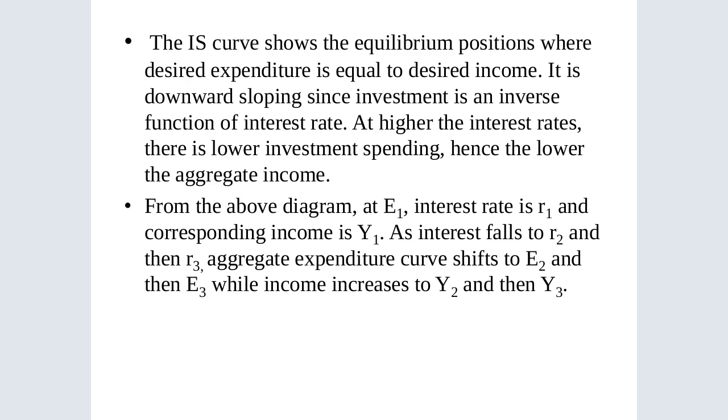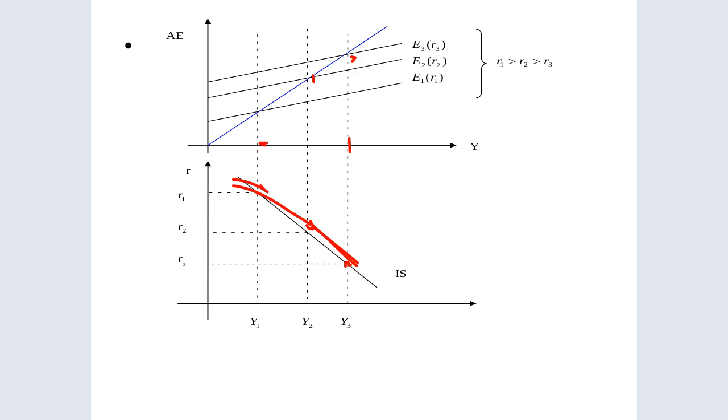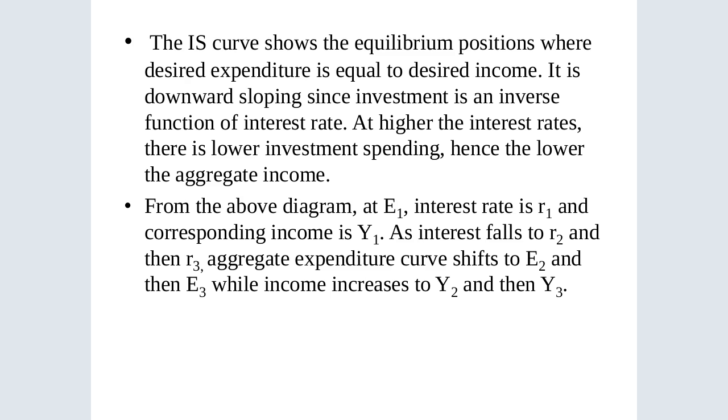So as the interest rate falls to R2 and then R3, the aggregate expenditure curve shifts to E2 and E3, while income increases to Y2 and then Y3. So you can see what happens when the expenditure curve shifts upwards. The income level rises and the interest rate goes down.